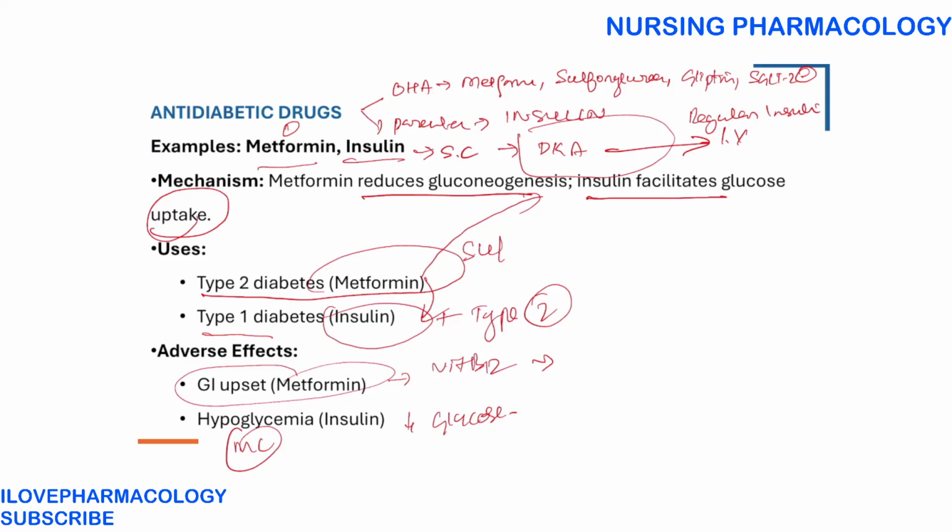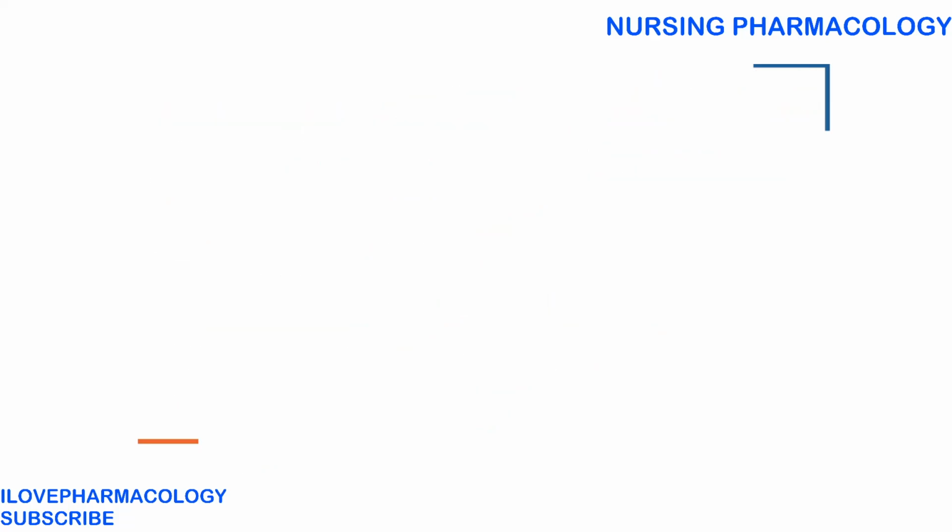So for metformin, you should remember B12 deficiency, and also metformin is utilized in the treatment of infertility due to PCOD or PCOS syndrome, and it will not cause hypoglycemia.